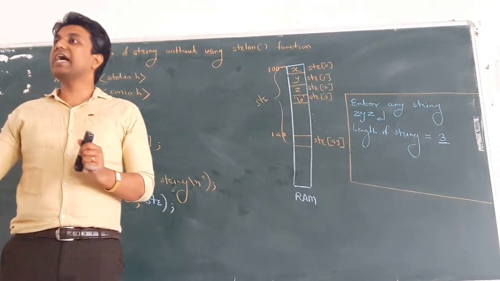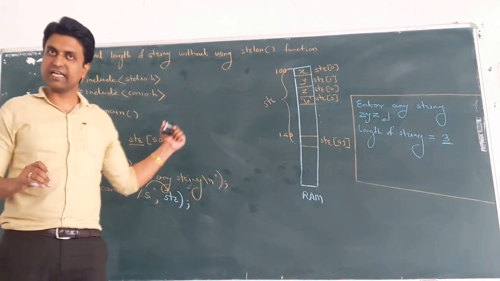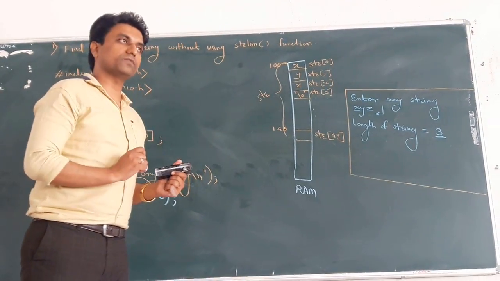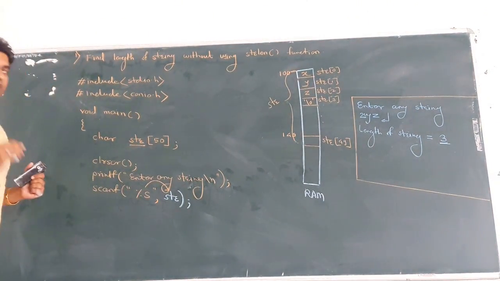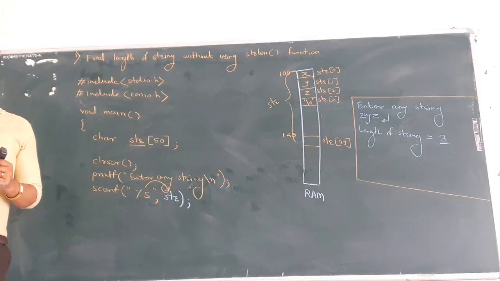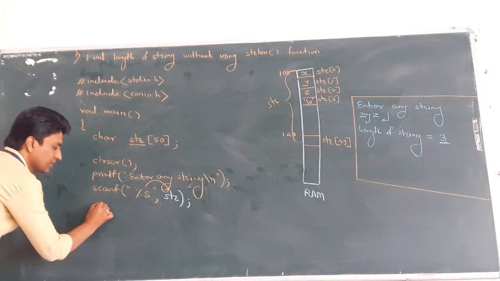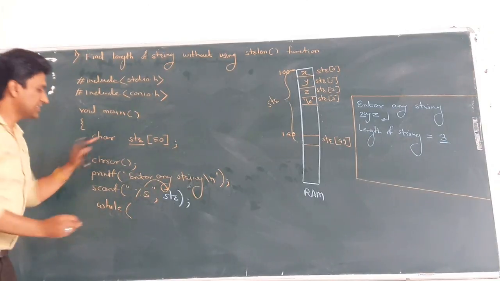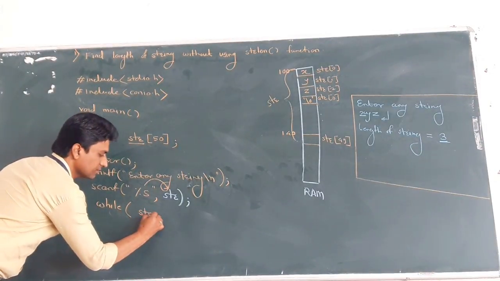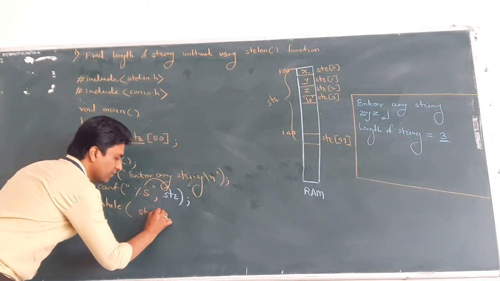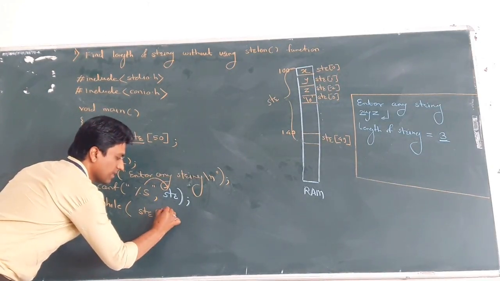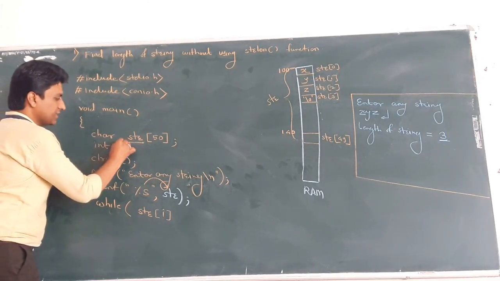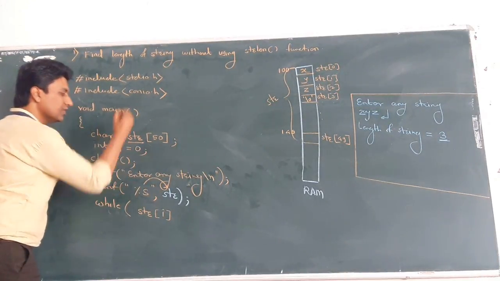First way, using array index. String is a character array. So using array index, we have to calculate the length of the string. We know that a string always ends with \0, that is the null character. So we use a loop. Suppose while str of i, where integer i is declared and initialized to 0.